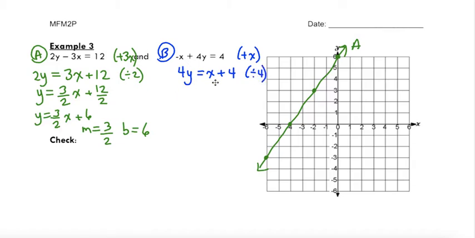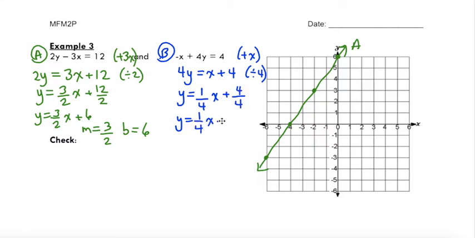4 divided by 4 is 1, so I'm left with 1y, or just y. Remember, there's an imaginary 1 in front of this x, so it's 1 divided by 4, x, and then plus 4 divided by 4. Again, I'm going to go ahead and simplify where I can.